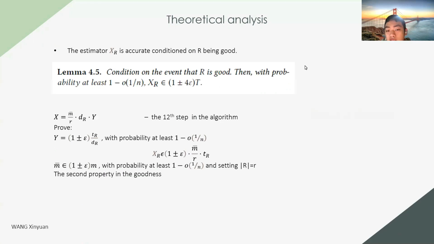Then we can prove that the estimator XR is accurate conditioned on R being good as the lemma. It can be easily proved with the range of Y from lemma 4.2, the range of M bar from the edge counting algorithm, and the second property of the good edge set. You can see that the variables M bar, dR, TR can be cancelled, and only T remains, and the lemma is proved.